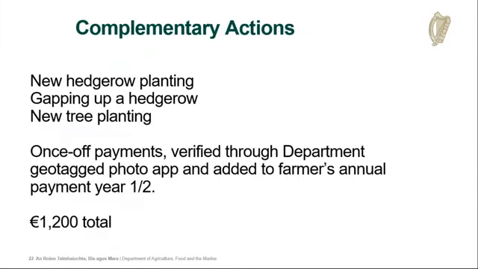Complementary actions, there's 3: new hedgerow planting, gapping up a hedgerow, new tree planting. They're once-off payments verified through geotag photo app, and they'll be added to the farmer's annual payment in either year 1 or 2. And every farmer has a budget of €1,200 for those.